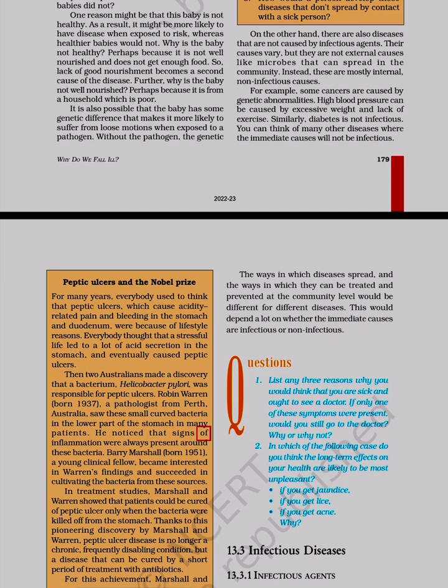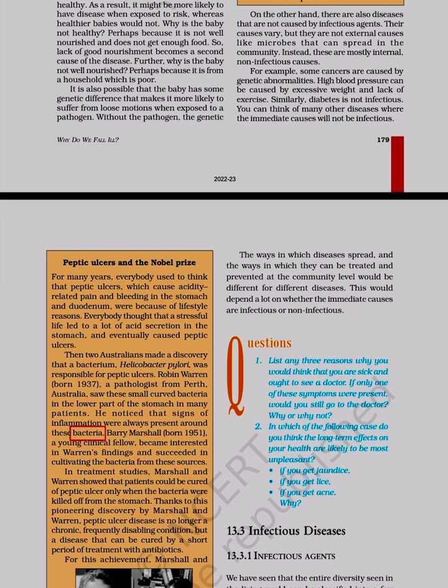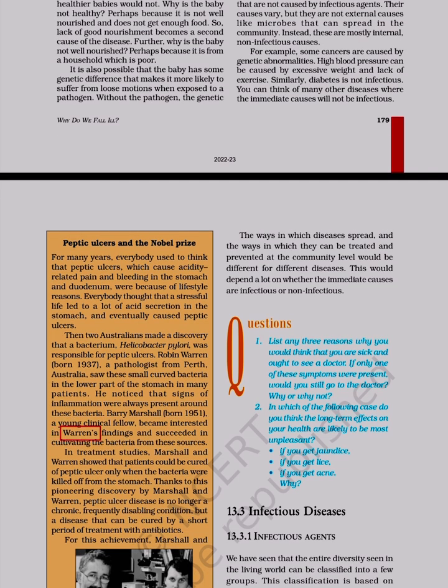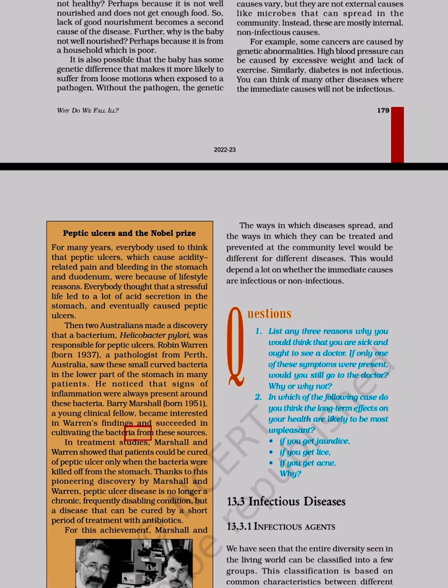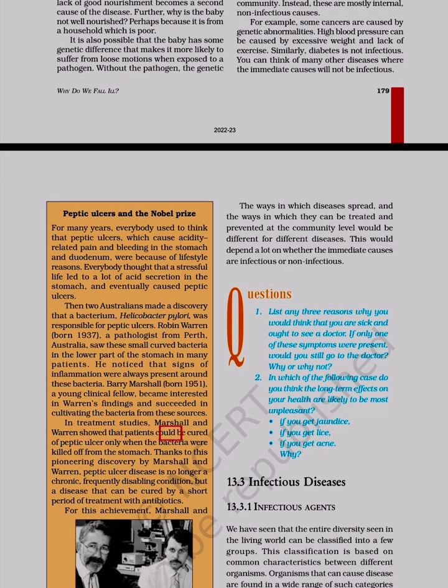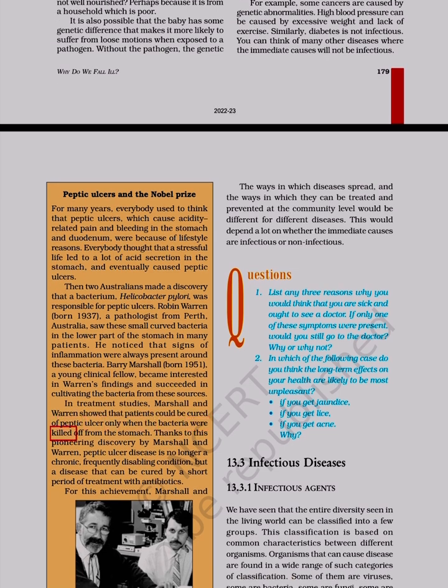He noticed that signs of inflammation were always present around these bacteria. Barry Marshall, born 1951, a young clinical fellow, became interested in Warren's findings and succeeded in cultivating the bacteria from these sources. In treatment studies, Marshall and Warren showed that patients could be cured of peptic ulcer only when the bacteria were killed off from the stomach.